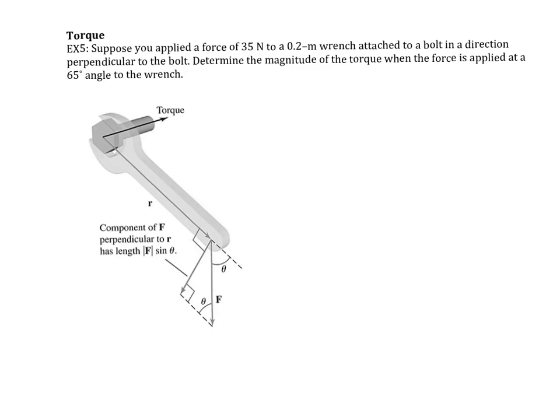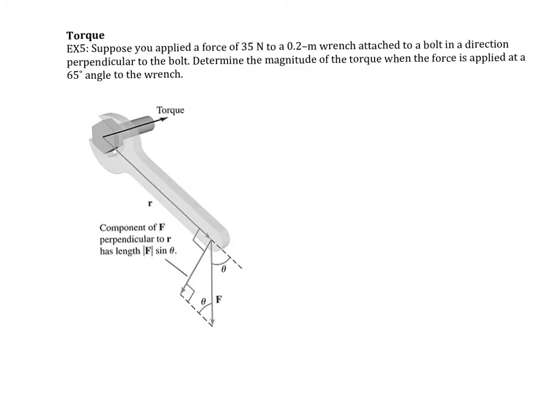So moving on to a common application, and we talked about this in the beginning. When you think about the right-hand rule, you're curling your fingers in, twisting them. So it seems logical that this cross product could describe a twisting motion, or torque. In example 5, it says, suppose you applied a force of 35 newtons to a 0.2 meter wrench. This wrench is attached to a bolt in a direction perpendicular to the bolt. Determine the magnitude of the torque when the force is applied at a 65-degree angle to the wrench.